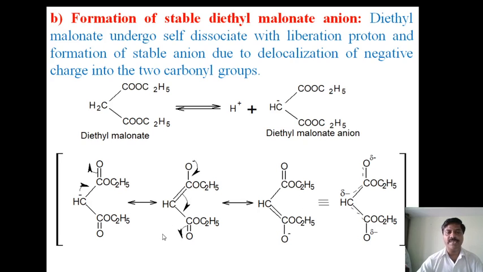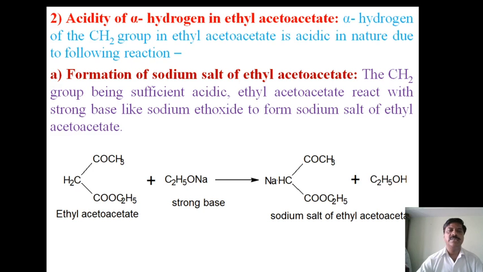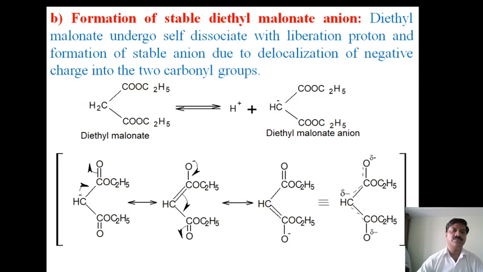Therefore, due to having two structures here, a double bond character will be there. Therefore, electron density will flow from this oxygen atom to this oxygen via the methylene carbon. Hence, it is more acidic in nature. Therefore, by using these two points we say that diethyl malonate is acidic in nature.